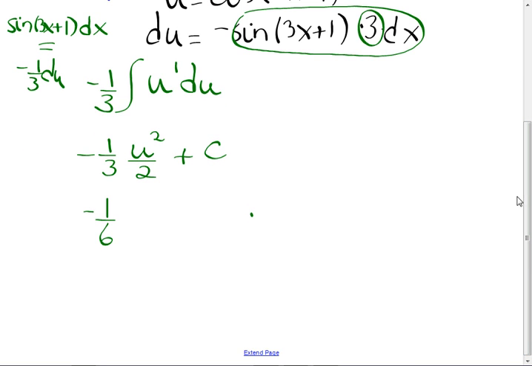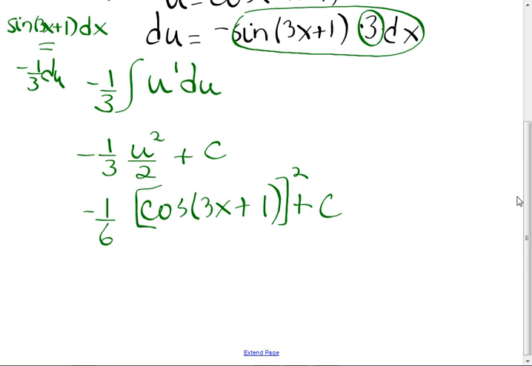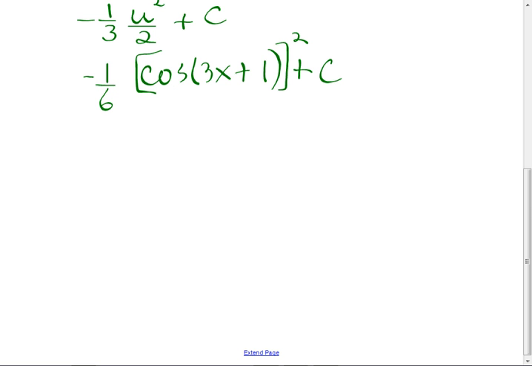Cosine, squared over 2, plus c. How do you know it's right? Did I forget the square? You're right. So do you want me to put the 2 here or on the outside? You can't put it around it without those extra brackets, or you can write it this way. Yes, as long as you understand that's what it is.